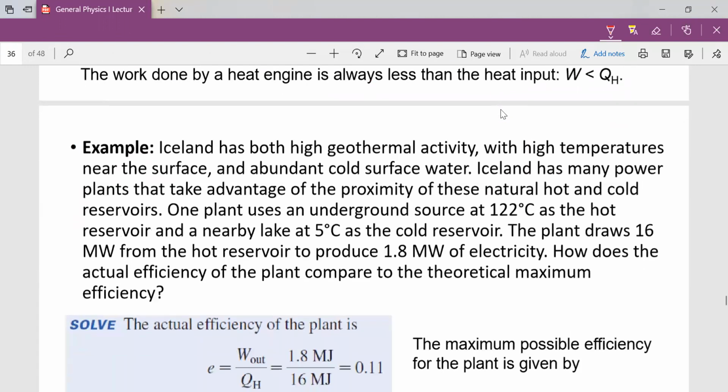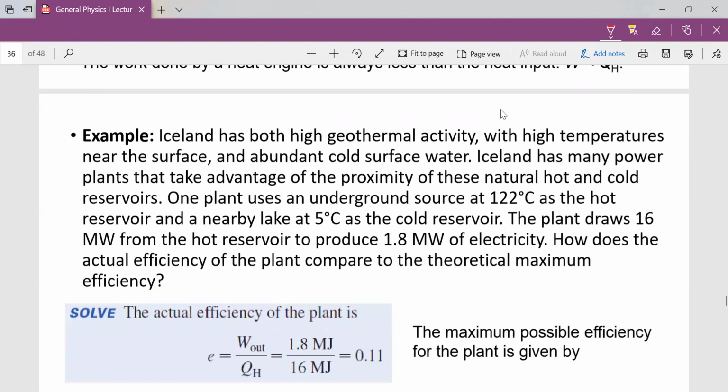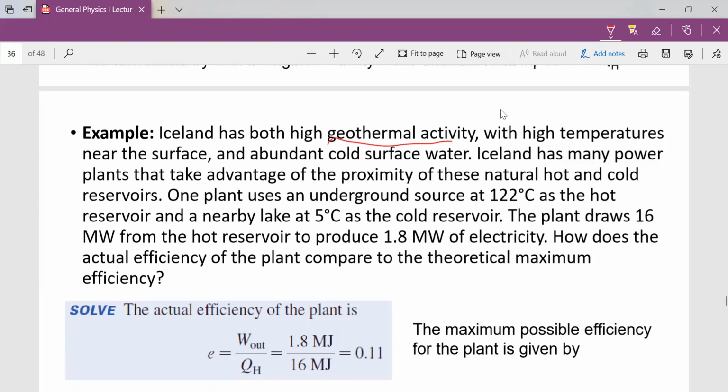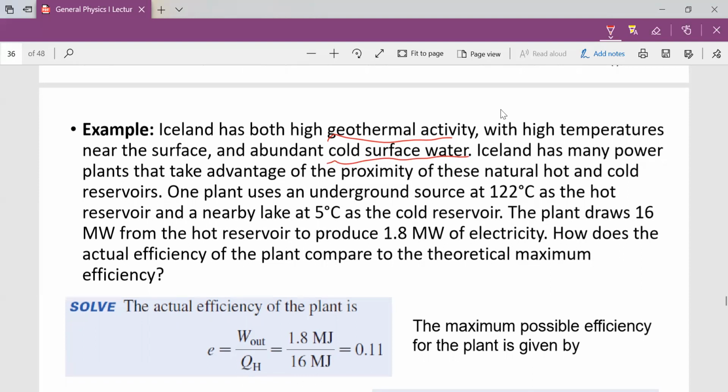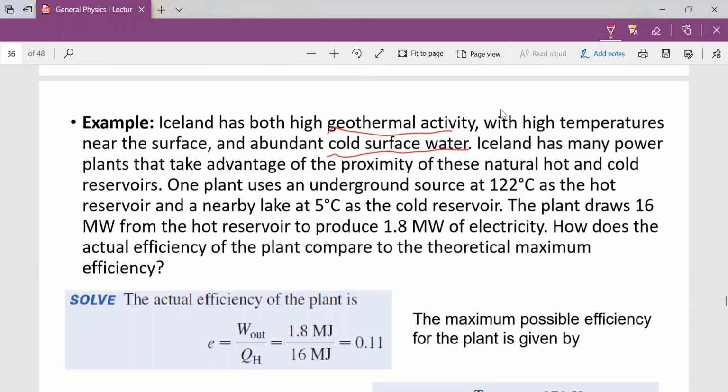Okay, so let's take an example. Example 2 today. Iceland has geothermal activity, that's thermal exchange from the environment, with high temperature near the surface, and abundant cold surface water. So Iceland has many power plants. This is a story trying to explain the conditions of operation in Iceland, but let's go straight to the question.